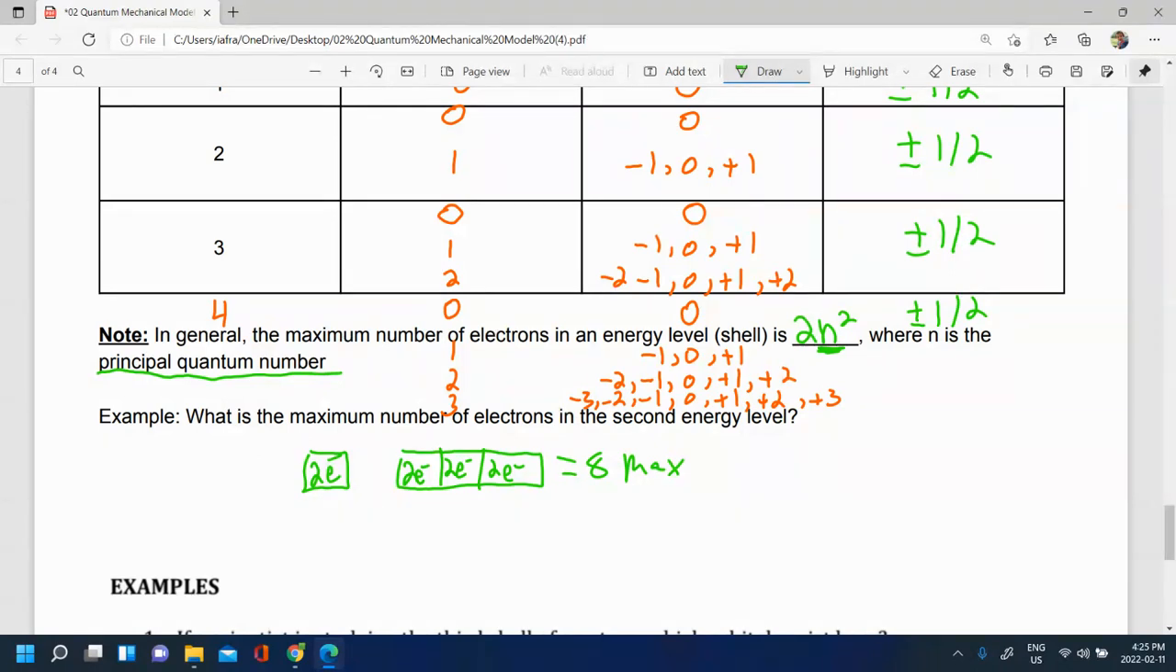We can figure this out using our formula. So we can say we are in the second energy level, so n is equal to 2. And we can say that the maximum number of electrons is 2 times, replace the n by 2 squared. So that's going to be 2 times 4, which is 8 electrons max in the second shell.